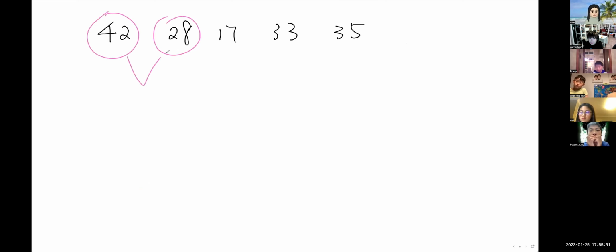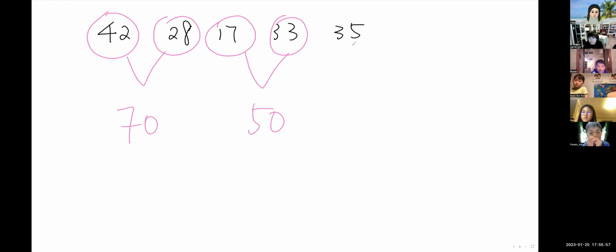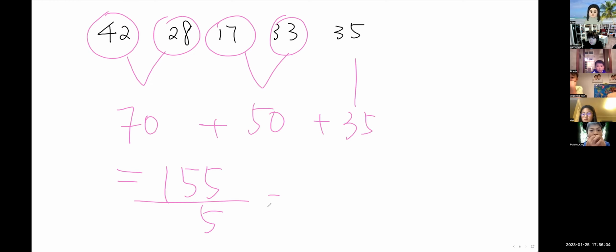And also, I noticed that, Potato King, okay? So let's take a look at this one. When we do the calculation, everybody, try to find the best friend, okay? So for instance, we have this one. I want you to immediately add these two numbers together, and these two numbers together, because they're 70 and they're 50 and 35. Get it? So the answer is 155. So divide by 5 equals 31.